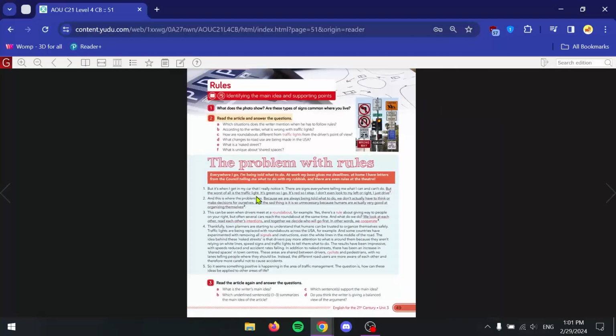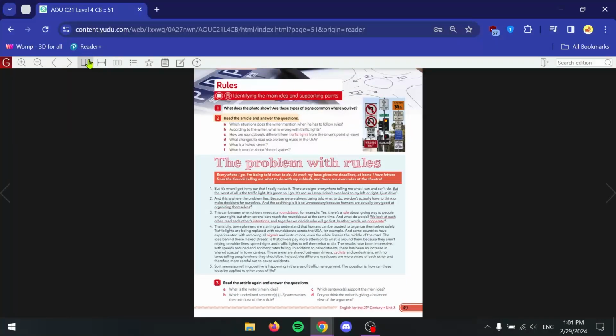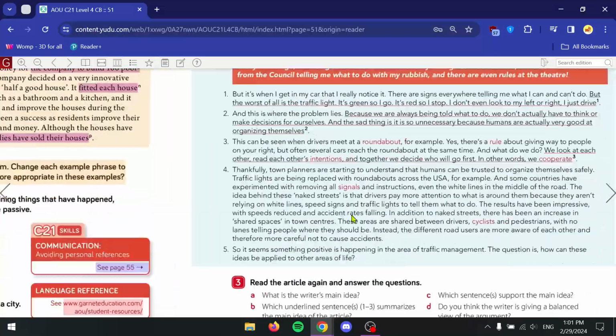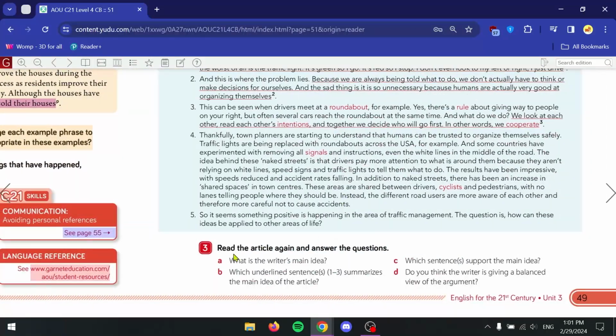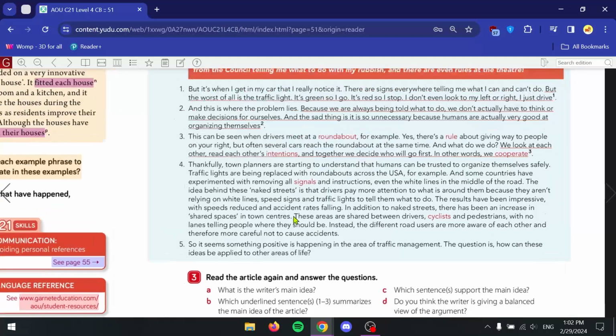Now let's go down here. Let me actually put this like so. Read the article again and answer the questions. Okay, we're going to go over the questions. If you want, you can pause the video and read it one more time, but I'd prefer to read the questions and answer them using the text as well. That works too. So, what is the writer's main idea?